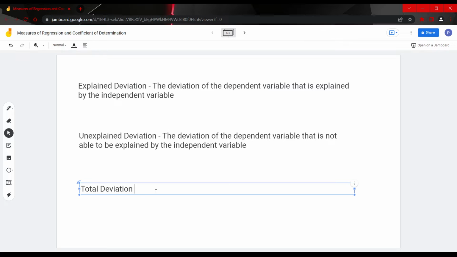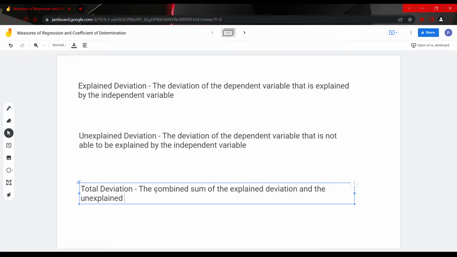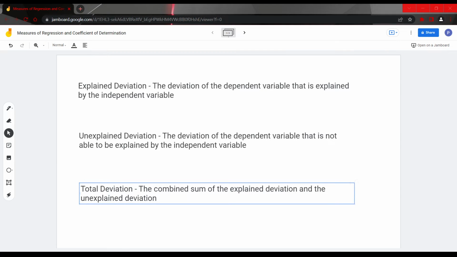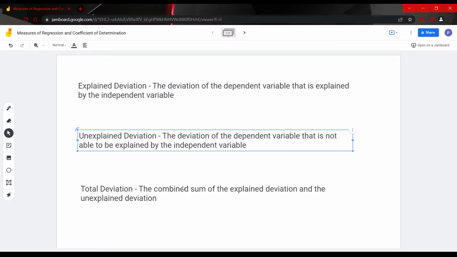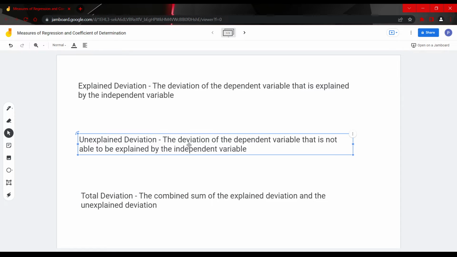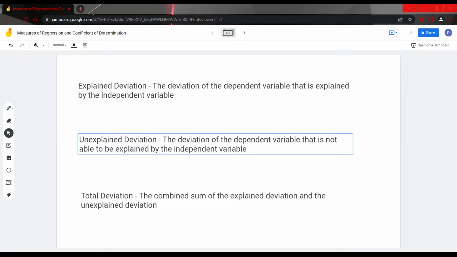The total deviation is simply the combined sum of the explained deviation and the unexplained deviation. So essentially just all the differences combined. And all these have different formulas that we can use to calculate it.